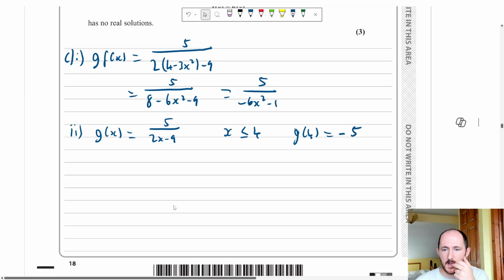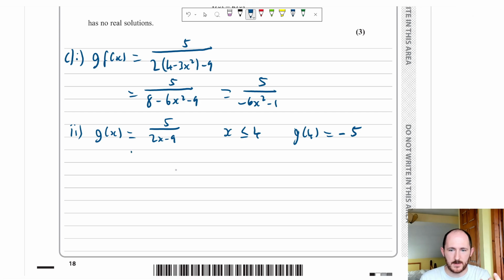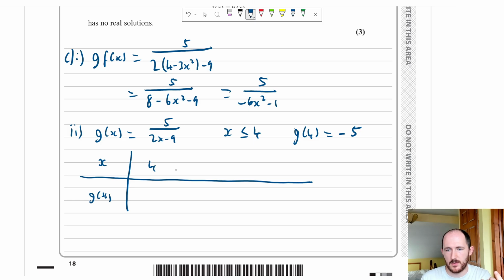So it gets bigger. In fact, another thing that you might want to do is, I sometimes like to even draw out a table, like literally sub in a bunch of values for x and g of x. So we get 4, 3, 2, 1, 0 going on. I sometimes even pick a really, really big number just to finish off on. So when it's 4, we get minus 5.